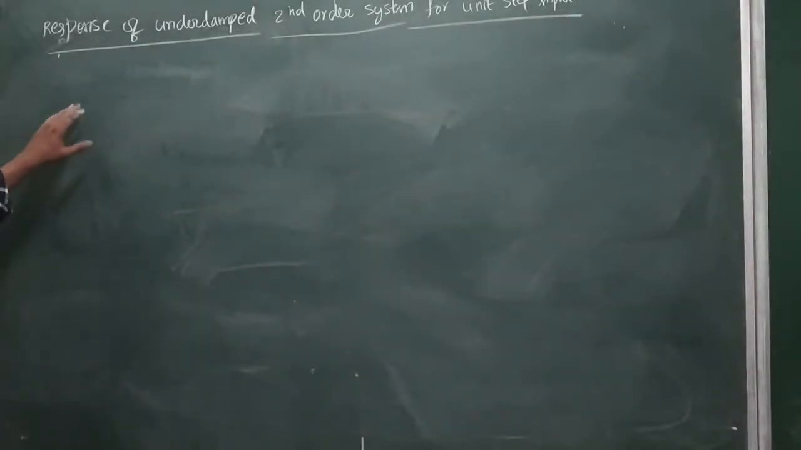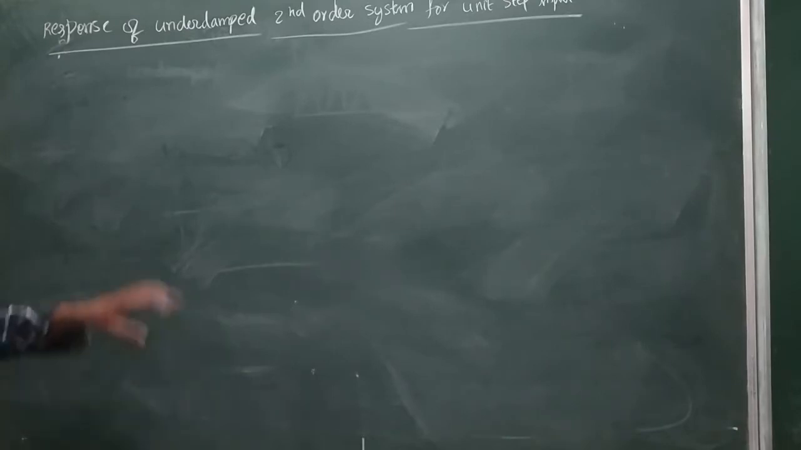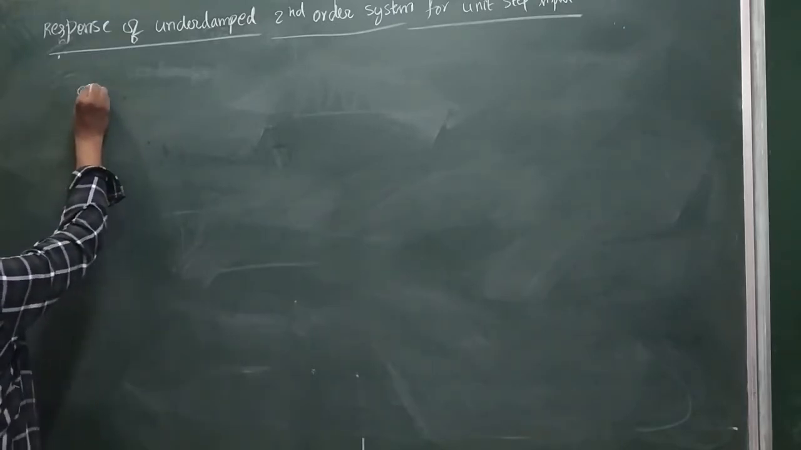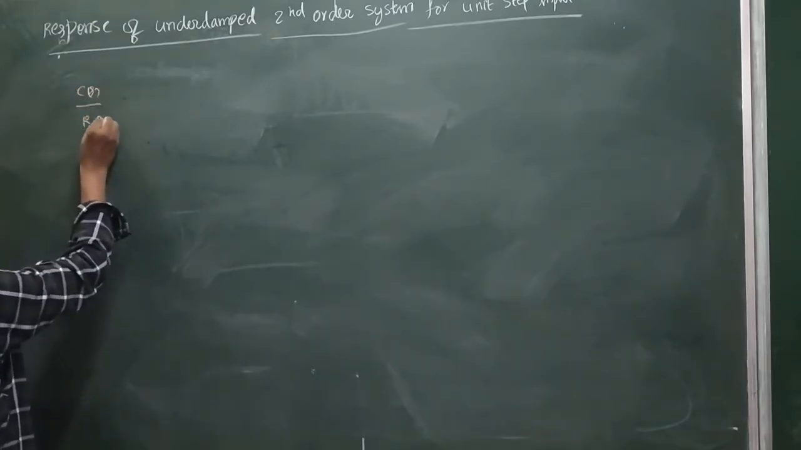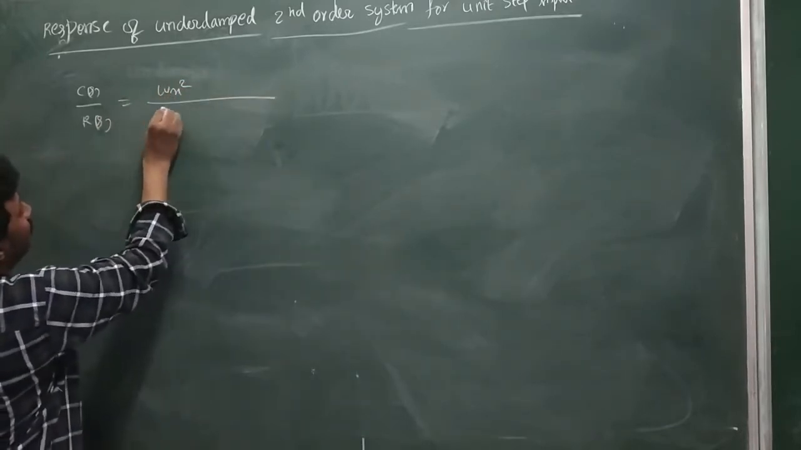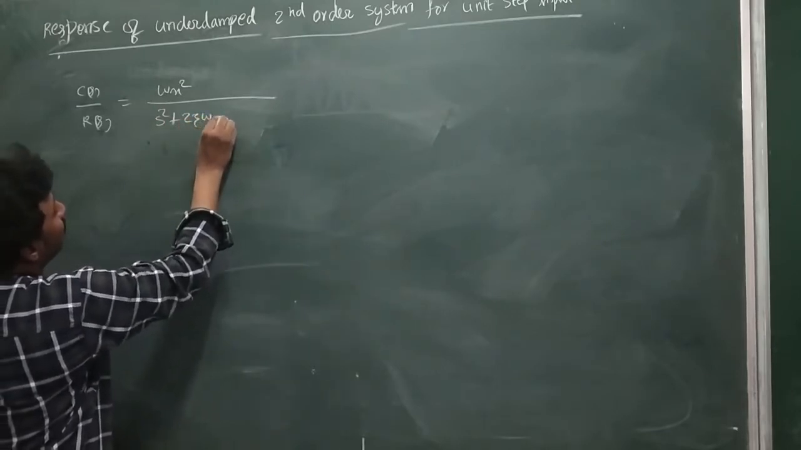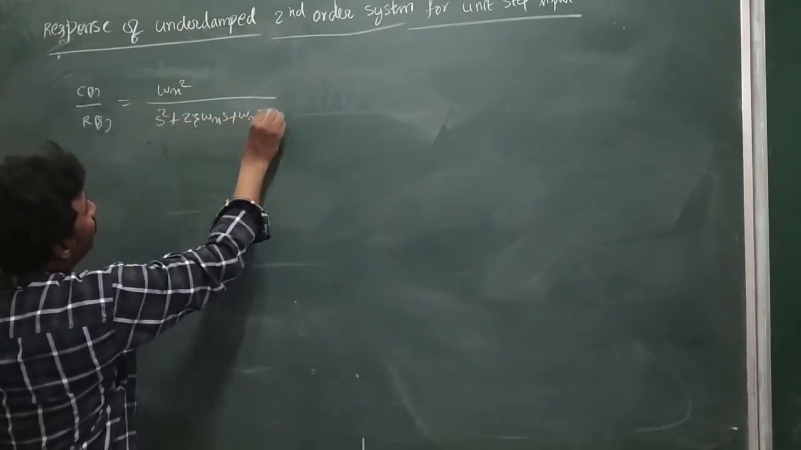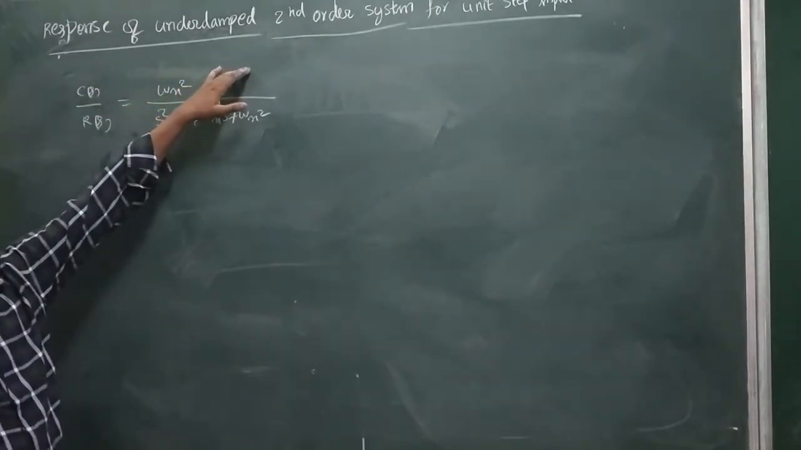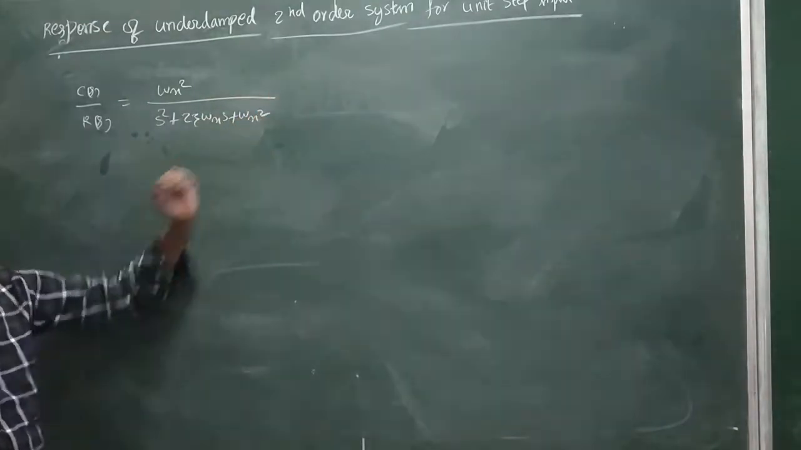Okay. Now we are going to study the response of an underdamped second order system for a unit step input, right? So we take the equation C of s by R of s is equal to omega n square by s square plus 2 zeta omega n s plus omega n square. So this is our second order transfer function, right? You see the title: response of underdamped second order system for unit step signal.